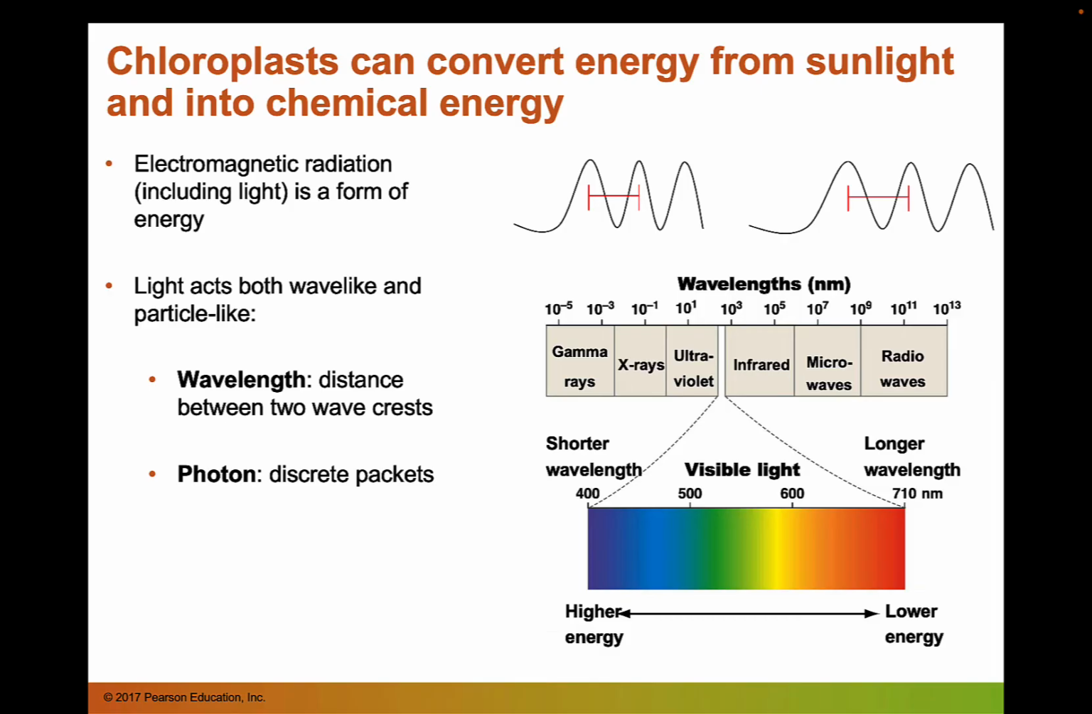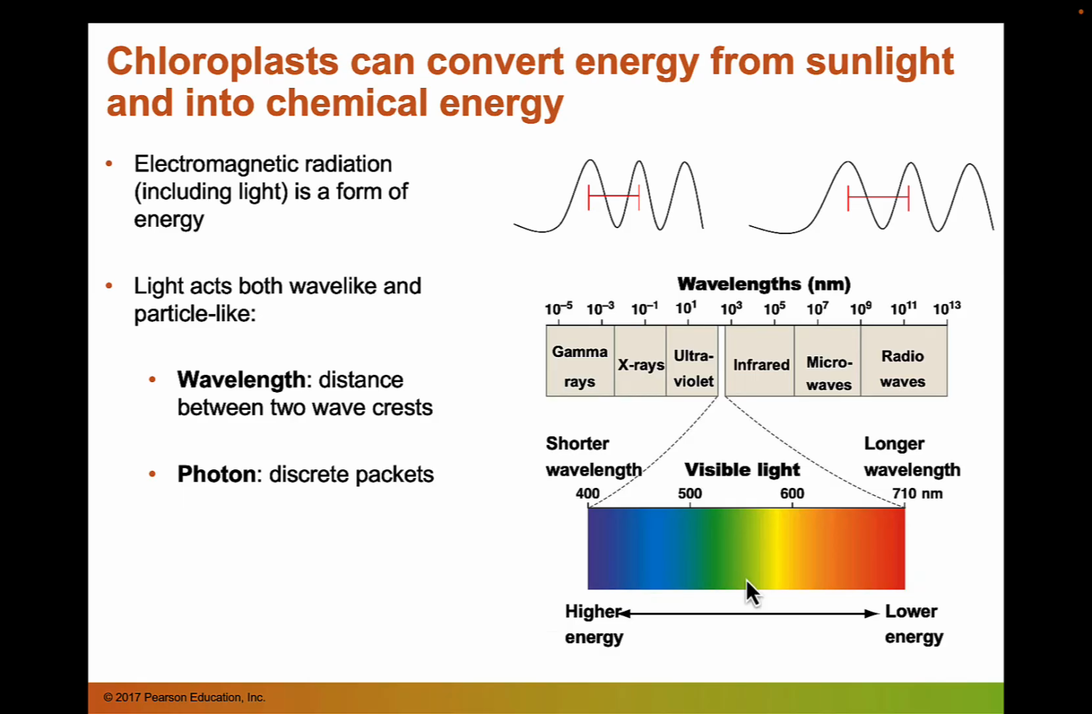So like sound waves, light can be characterized by its wavelength. And that's the distance between these two crests. And visible light is the wavelength that humans can see. So here's the entire electromagnetic spectrum, and humans can see this visible wavelength of light. And this wavelength of light, or some of these wavelengths of light, are absorbed by chlorophyll pigments.